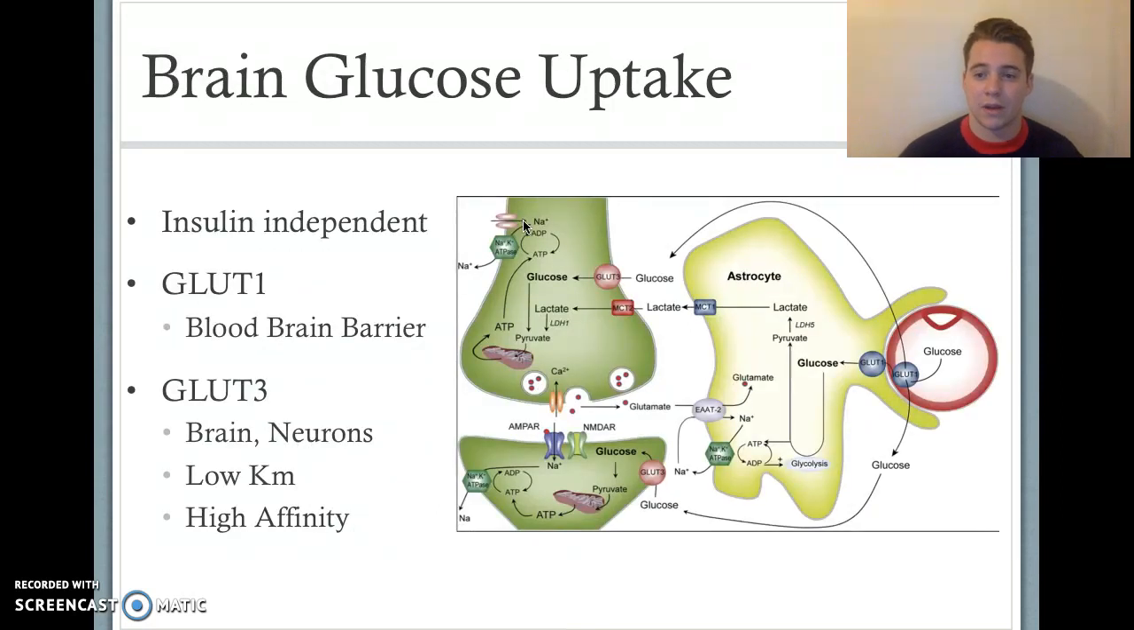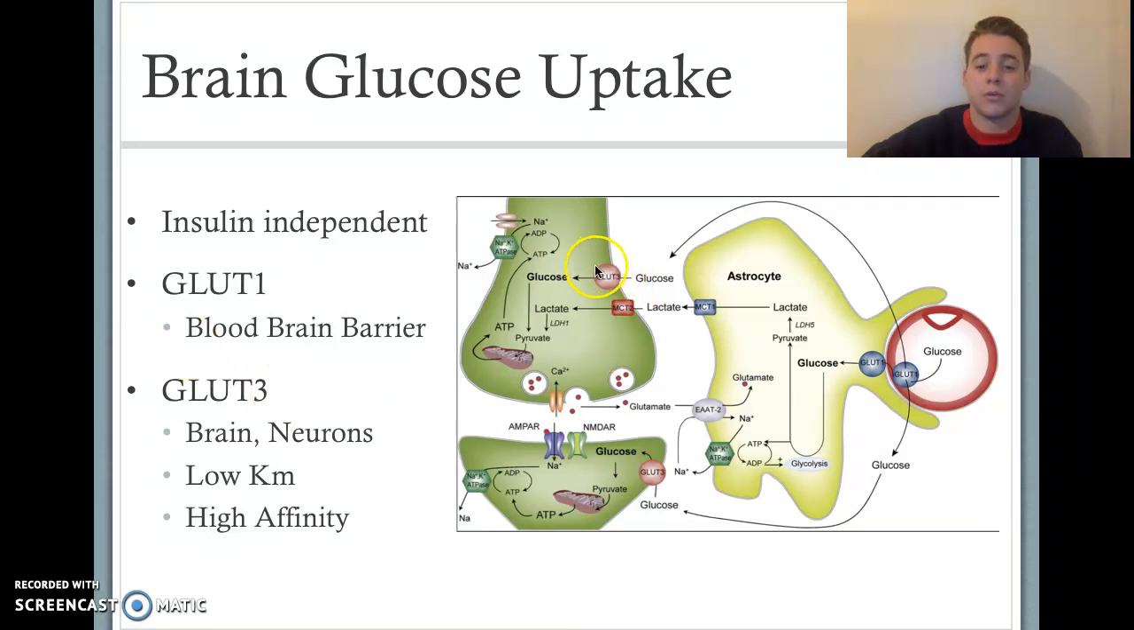Now we get into the brain. You want to pay close attention to this because this has to do with the tumor cells. Again, just like the liver, this is insulin-independent glucose uptake. You have glucose transporter 1 in the blood-brain barrier, as well as these astrocytes. Astrocytes are very important at sensing differences in the blood glucose concentration.